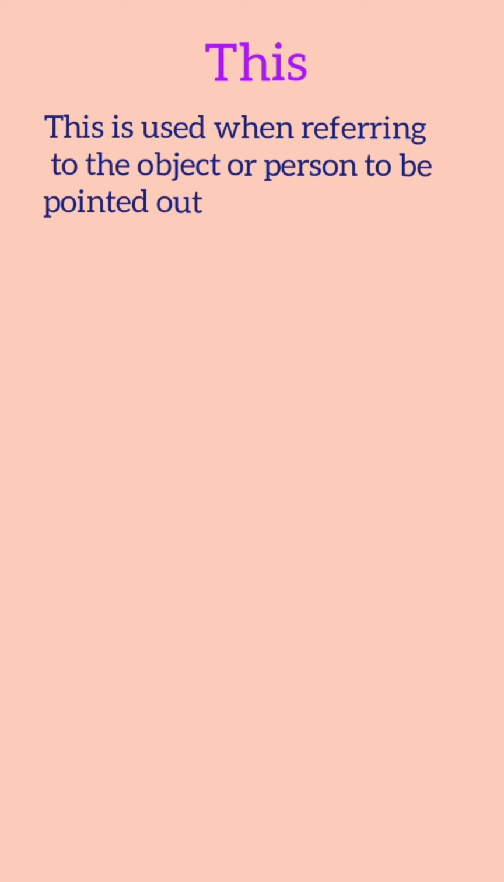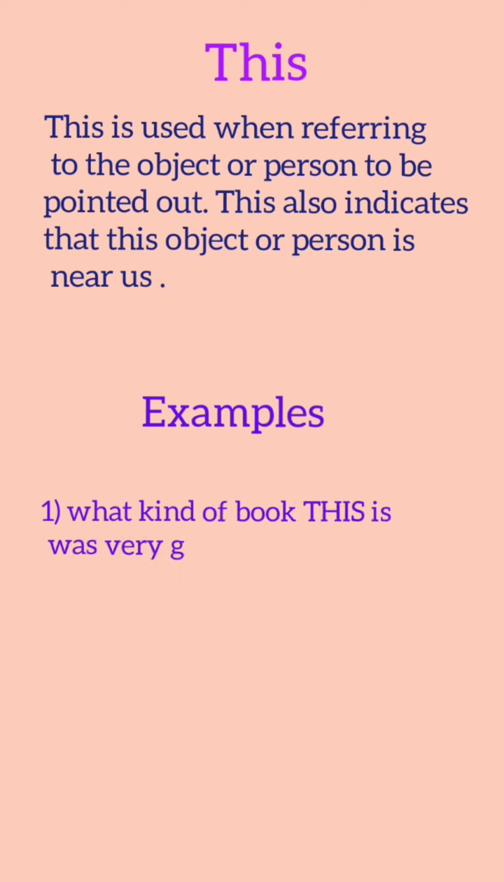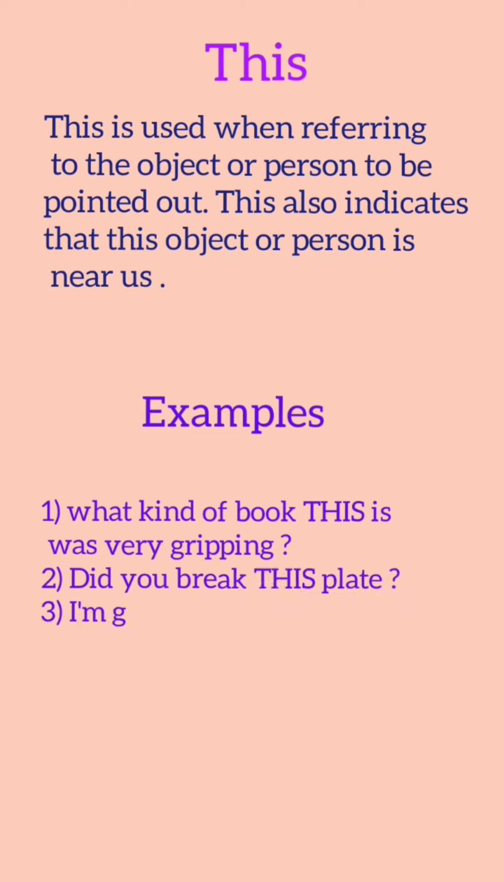This is used when referring to the object or person to be pointed out. This also indicates that this object or person is near us. Examples: 1. What kind of book this is was very gripping. 2. Did you break this plate? 3. I'm going abroad this week.